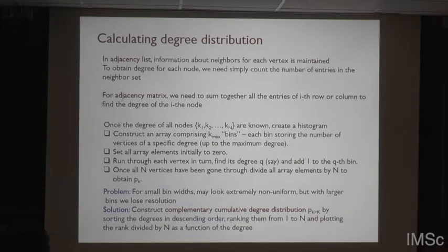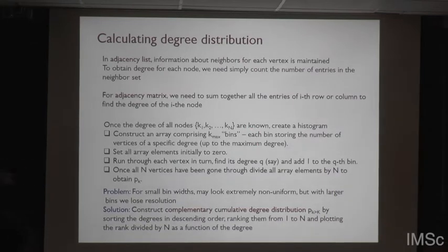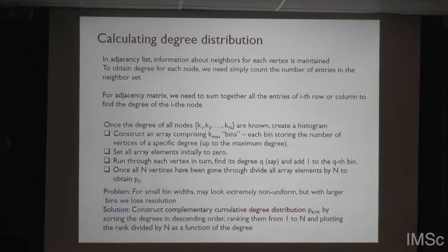Similarly for an adjacency matrix, all you have to do is sum up along the row or the column. Now once you have the degree of each individual node, you create a histogram. For a histogram, first you have to create bins, and the simplest choice would be bins of width unity. So you have bins corresponding to 1, 2, 3 up to the maximum possible degree that a node can have, k max.